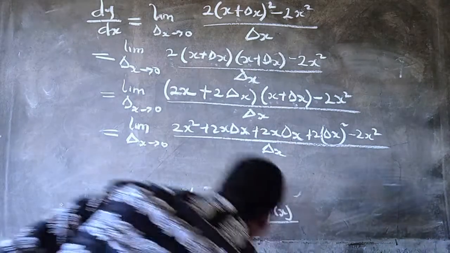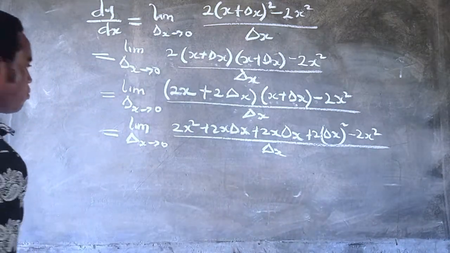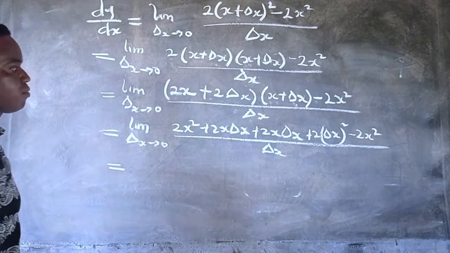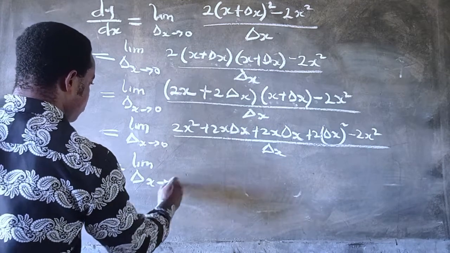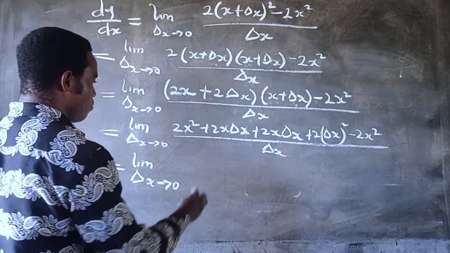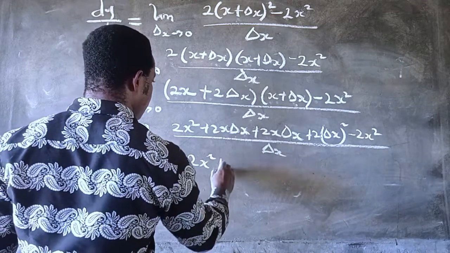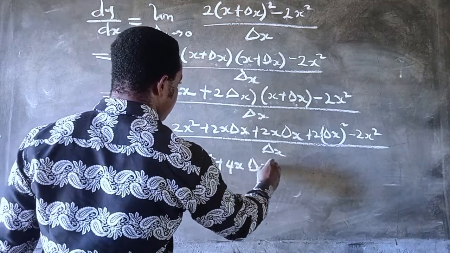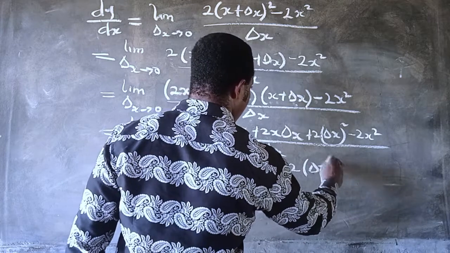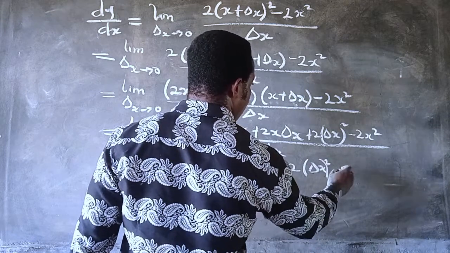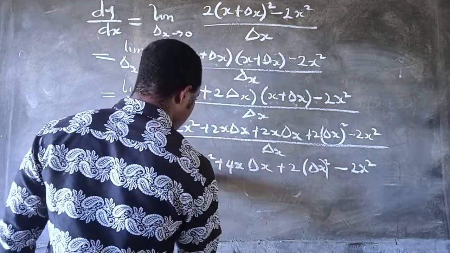Let me wipe here so we can have space to continue. This equals the limit as delta x approaches 0. Look up here. So we have 2x squared, and here we can combine this. That is 4x delta x and plus 2 delta x squared and negative 2x squared divided by delta x.